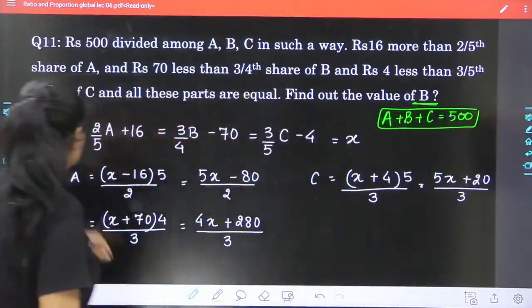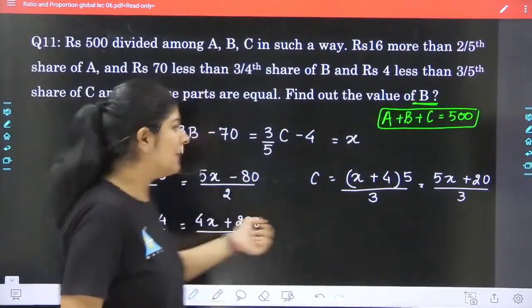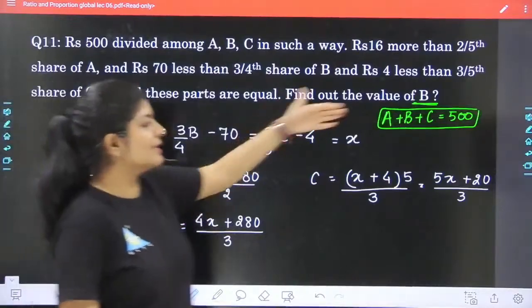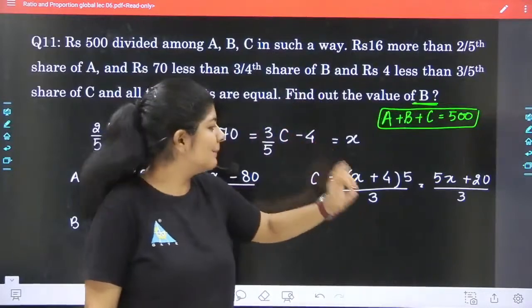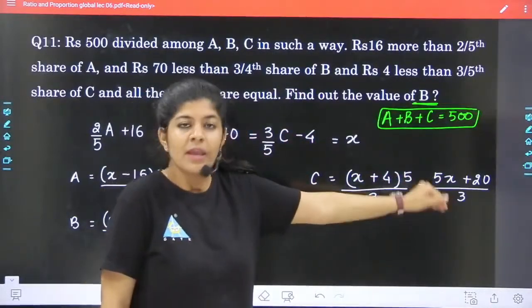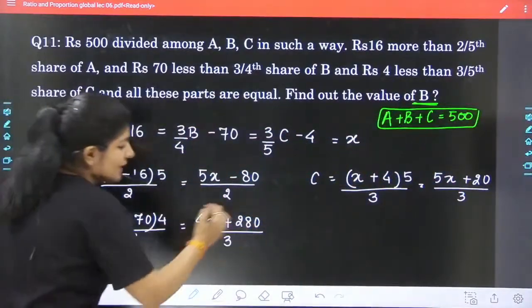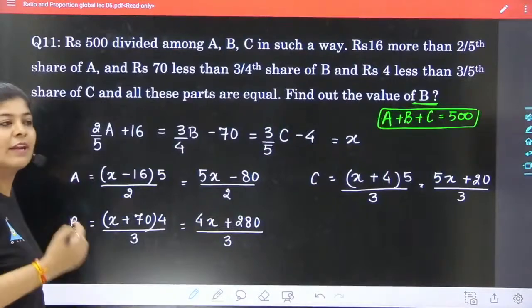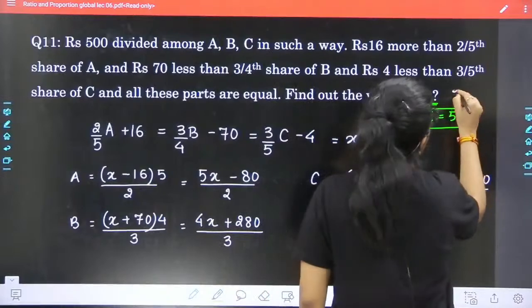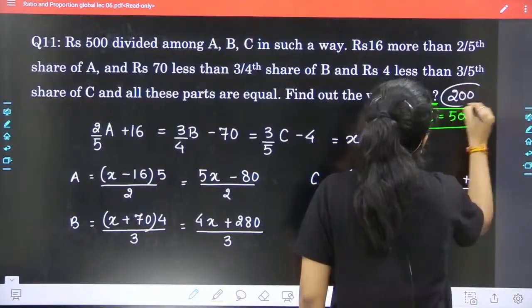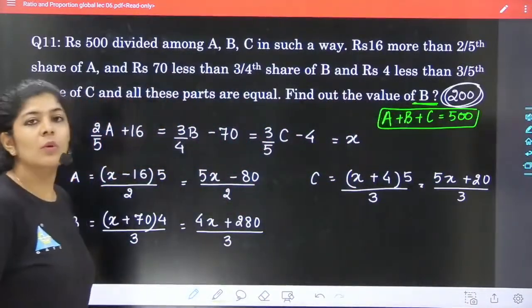Now I have my values of A, B and C. Just put these values in this equation. Now I have one variable and one equation, so I simply calculate the value of x. As I get the value of x, I put it in this equation to calculate the value of B. So the correct answer of this question is 200. The value of B in this question is equal to 200.